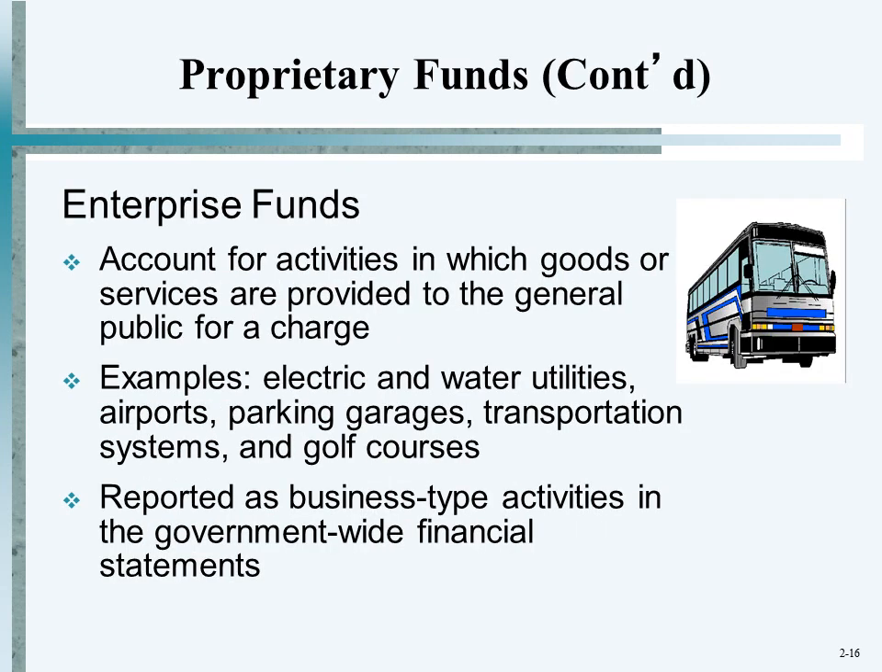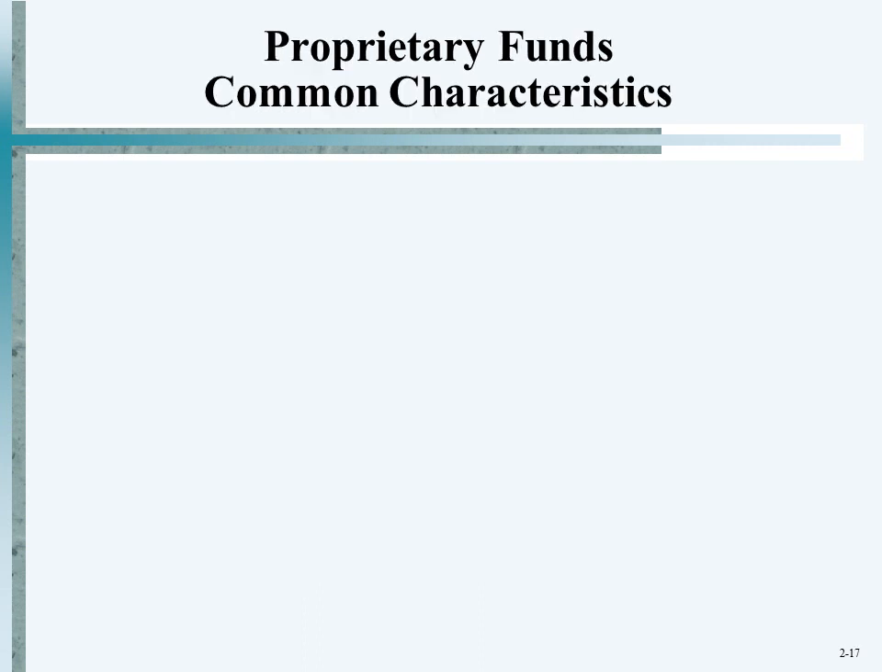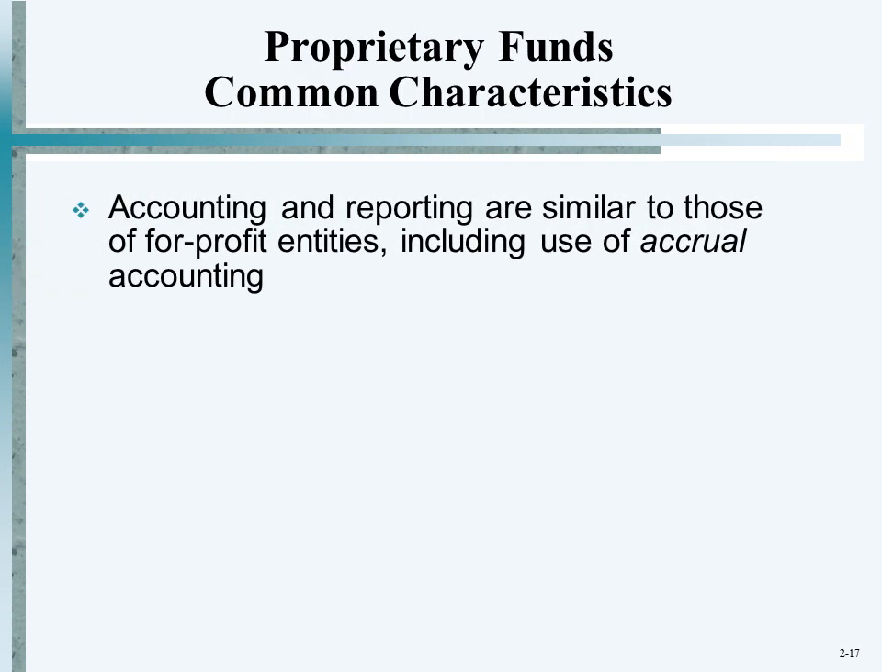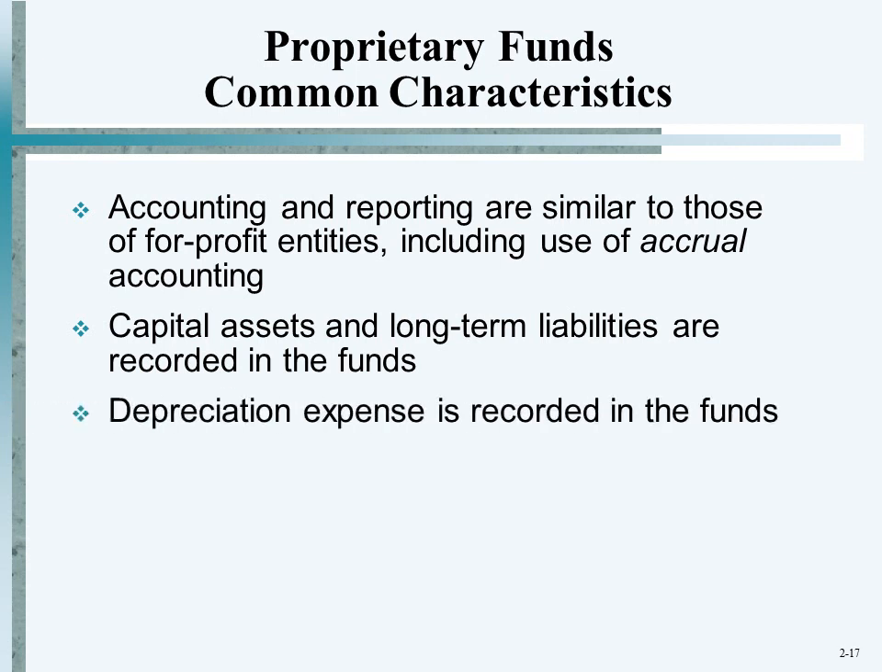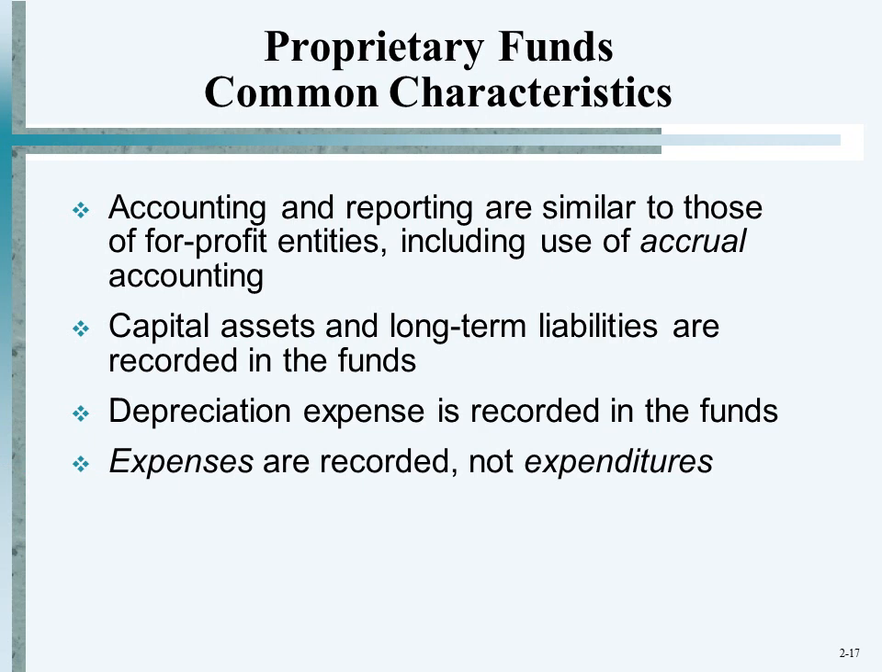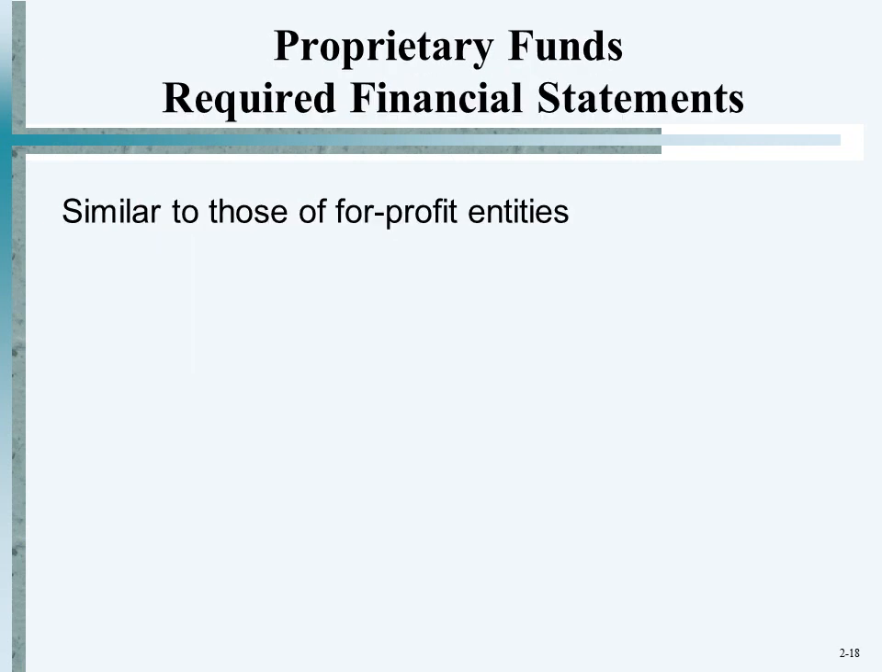Enterprise funds. These account for activities where goods or services are provided to the general public. Electrical utilities, airports, parking garages, bus systems. These are reported as business-type activities in the government. Common characteristics are similar to for-profit entities, including that they use the accrual basis of accounting. They also record capital assets and long-term liabilities, and depreciation expense. They're very similar in all these ways to what you're used to on the for-profit side. Expenses are recorded, not expenditures.